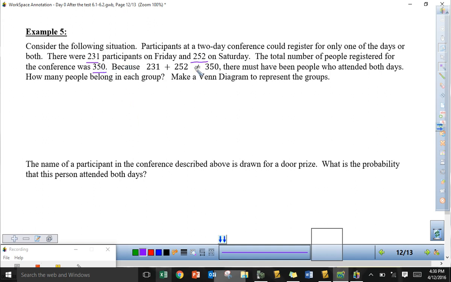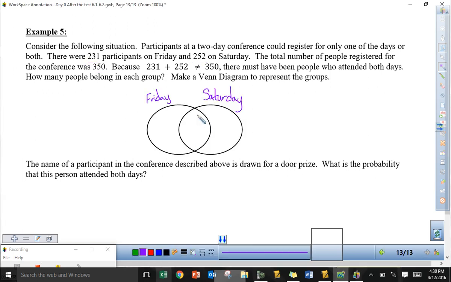Okay, but looking at our numbers for Friday and Saturday, if those were mutually exclusive, it would go over that 350. So we know that there have to be some people that attended both days. Okay, so there's going to be overlap. In order to figure out how many people belong in each group, we're going to make a Venn diagram. Okay, and again, we want there to be overlap because we know that there's some people who went both Friday and Saturday here.